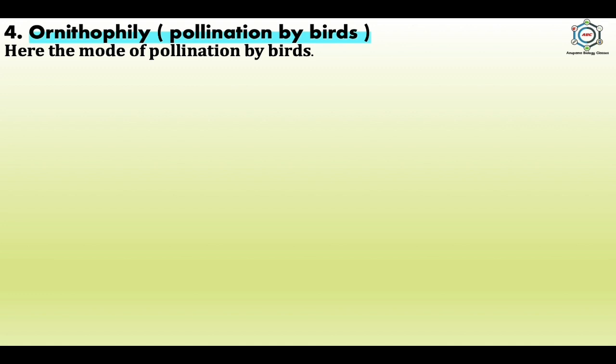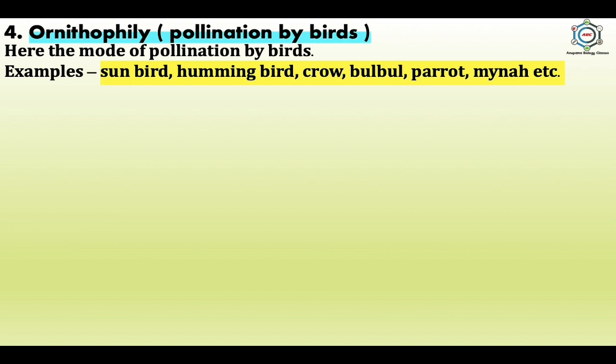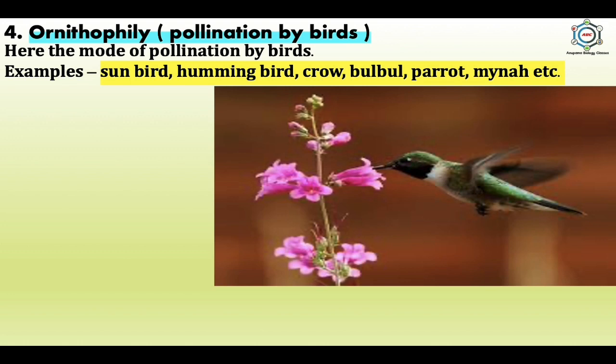Now ornithophily, that means pollination by birds. Here the mode of pollination is by birds, and the examples are sunbird, hummingbird, crow, bulbul, parrot, myna, etc. Here the bird can derive about half of its body weight of nectar in a single day, and the nectar is chiefly made of sugar and provides a sweet drink to the bird.